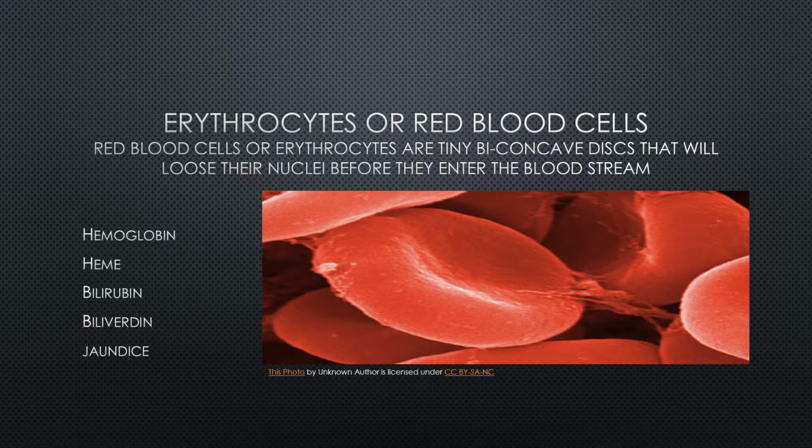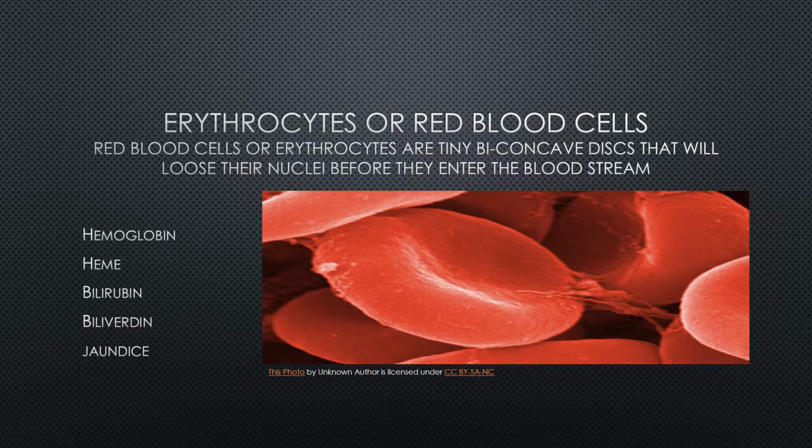Red blood cells, or erythrocytes, are basically tiny biconcave discs that lose their nuclei before they even enter the bloodstream. The red blood cells contain hemoglobin, which will pick up oxygen in the blood. It's the iron in the blood that gives the rich color. Red blood cells come from red marrow in our bones. Hemoglobin consists of both heme, a pigment that contains iron, as well as a protein referred to as globin.